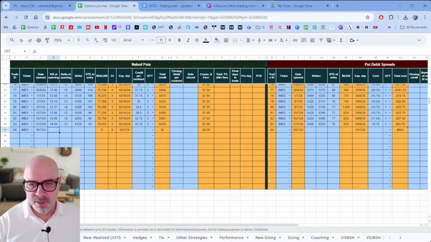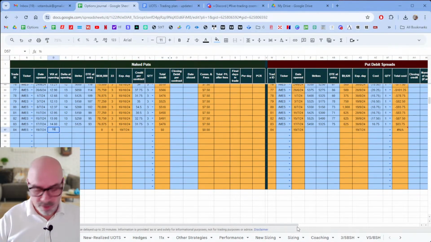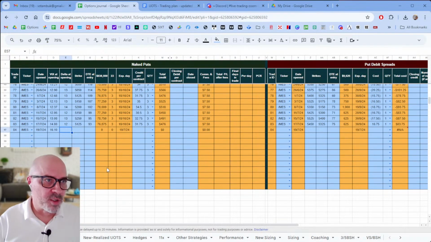VIX at opening 16:10. I know this doesn't mean much at this moment, recording this, but over time, when you build a large database of different openings with different wicks, and then you can analyze what happened, how your different strikes performed or different deltas performed under different wicks. So that can be used later on to fine tune the parameters, the strategy, and all that good stuff.